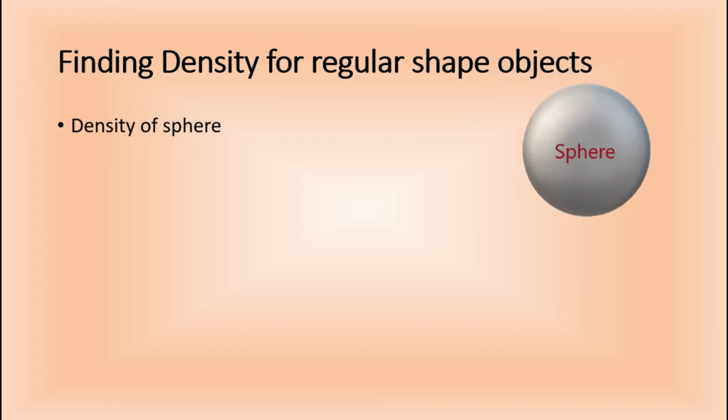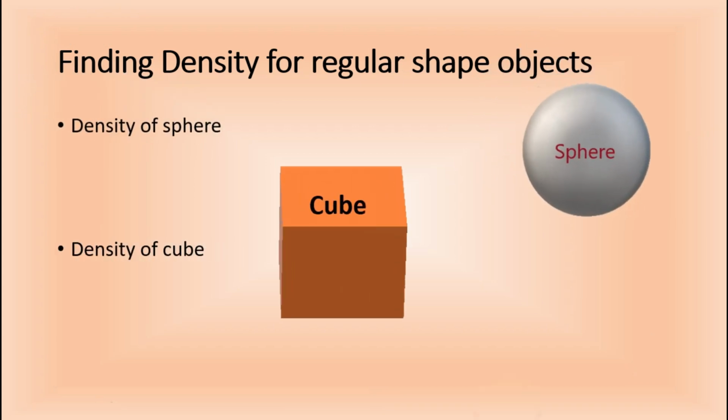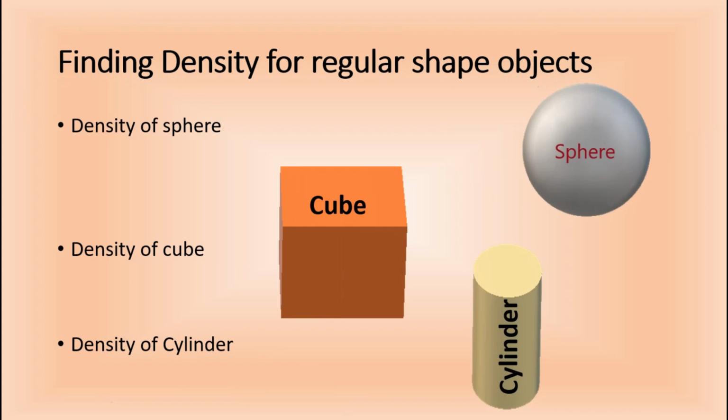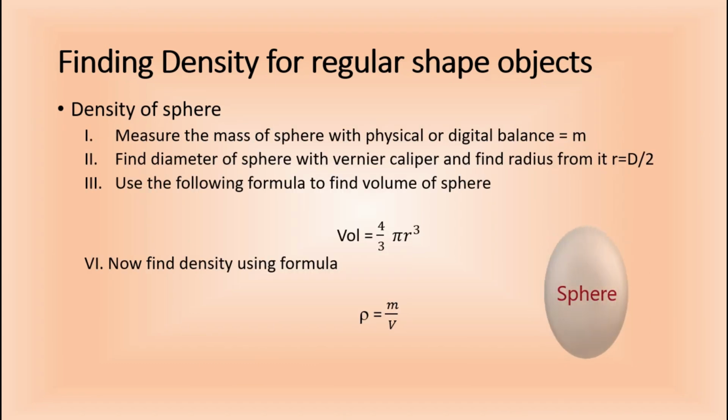Now finding the density of regular shape objects. Regular shape objects, for example, sphere, cube, and cylinder. Finding density of sphere, for example, the first step is to measure the mass of the sphere using digital balance or physical balance, and we call it m. Now we find out the diameter of the sphere and we divide it by 2, we call it r, which is radius. Now we use the formula of volume of sphere, which is 4 over 3 pi r cube.